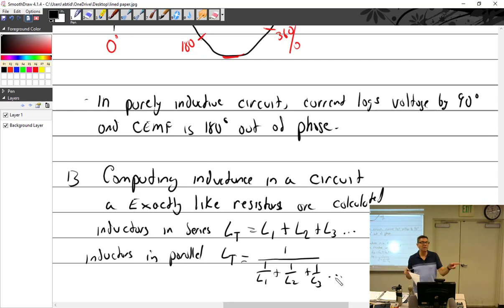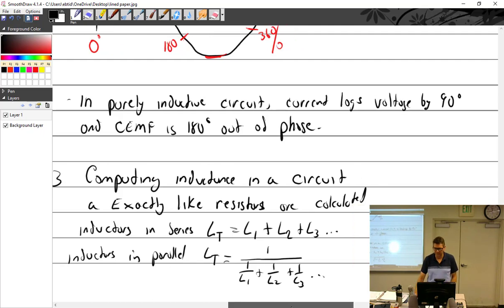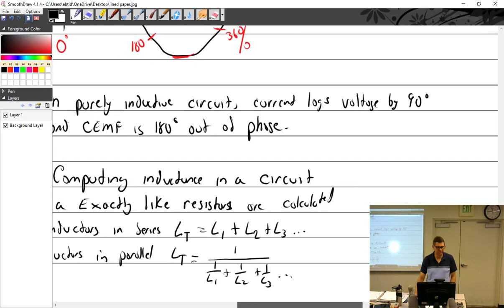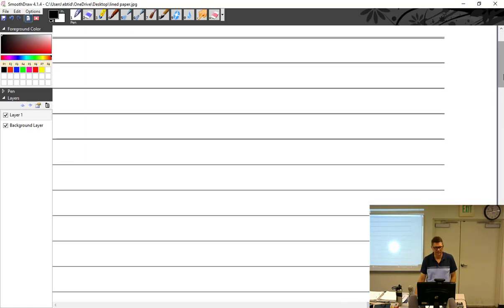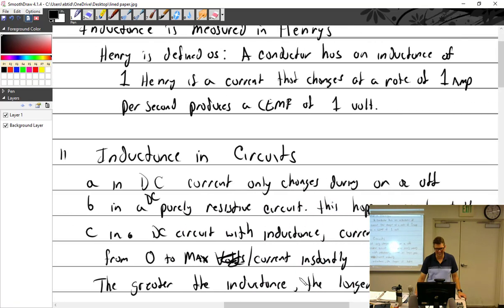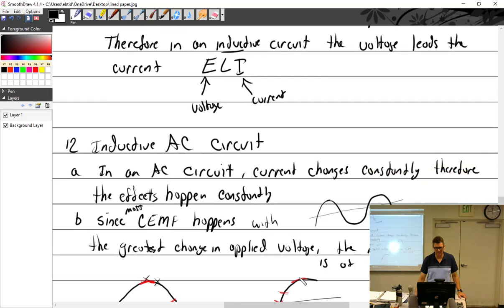This is assuming that the inductors are placed far enough... I should probably write this. Can I move? Yes. One second, just catching up. Well, it's just like resistors. Could you write down what resistors are, please?